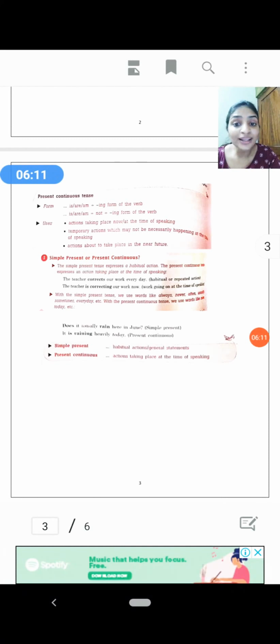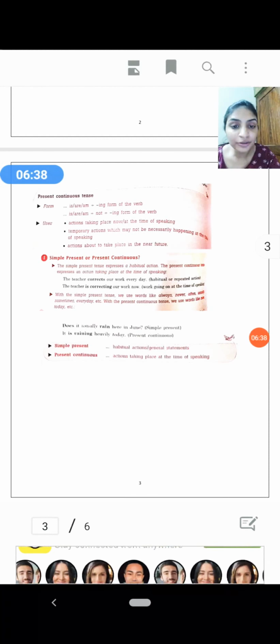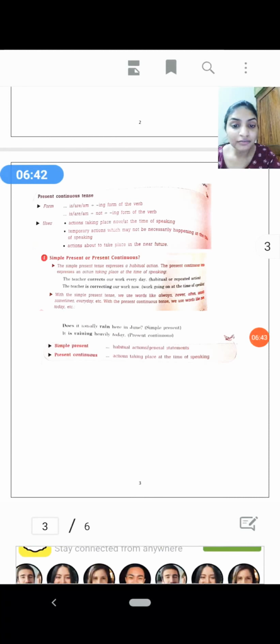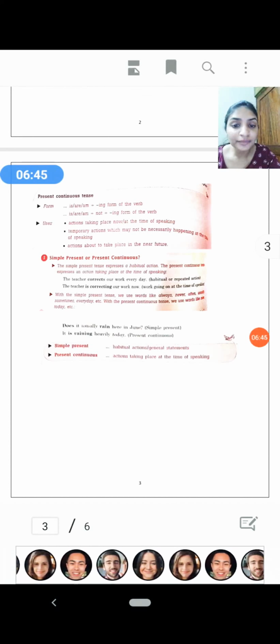So I correct your work every day is a habitual thing, a repeated action, because I repeatedly check your notebooks. But if I am checking your notebooks right now, it becomes present continuous tense. With the simple present tense we use words like always, never, often, sometimes, every day, etc. With the present continuous tense we use words like today, now, etc.